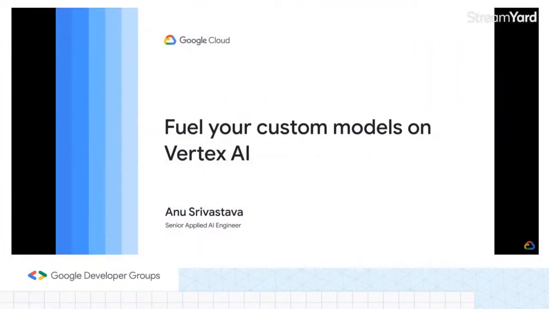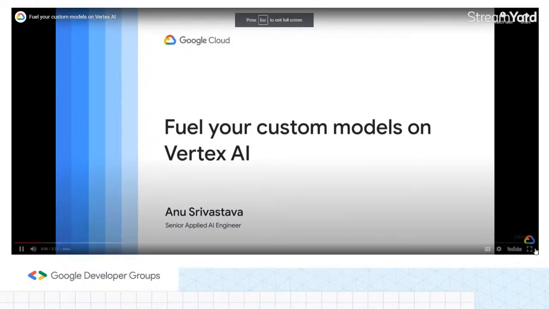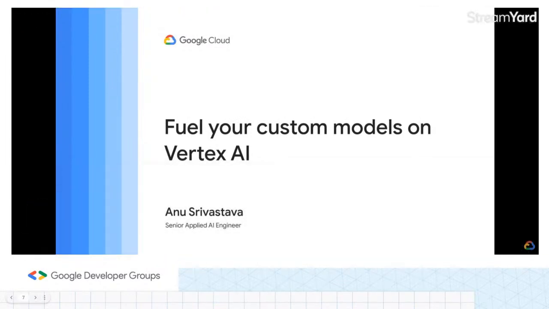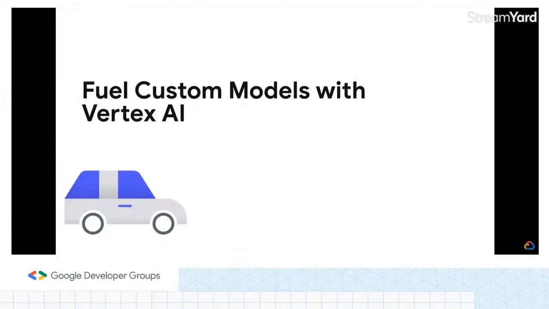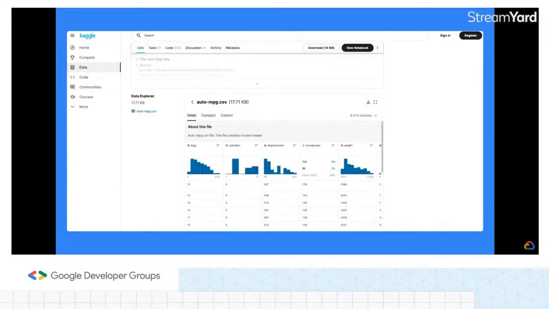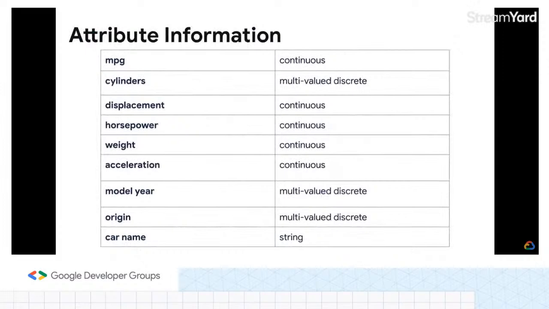Hi everyone, I'm Anushree Vastava, and I'm going to show you how you can use Vertex AI to train and serve a TensorFlow model using code in a custom container. We'll be using a data set of technical specs of automobiles to build a model that can predict the fuel efficiency of late 1970s and early 1980s cars. You can find this data set on Kaggle. We must provide the model with descriptions of several automobiles from that time period. The description includes attributes like cylinders, displacement, horsepower, and weight.